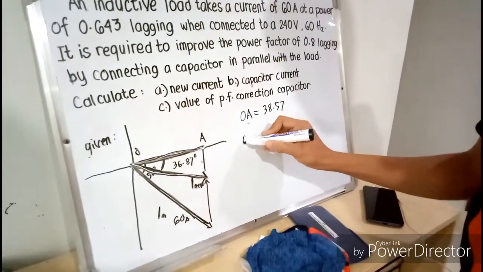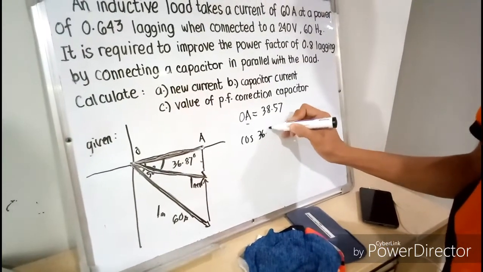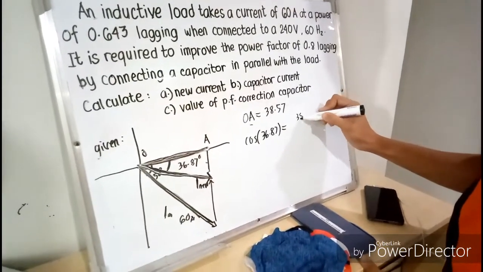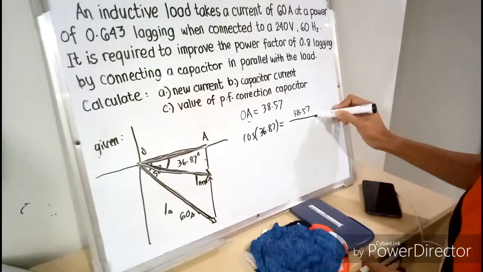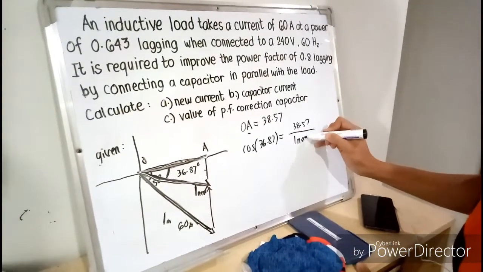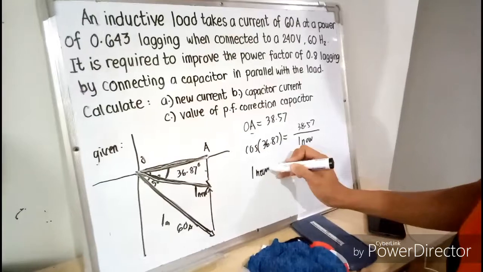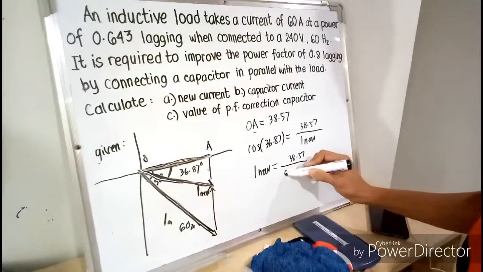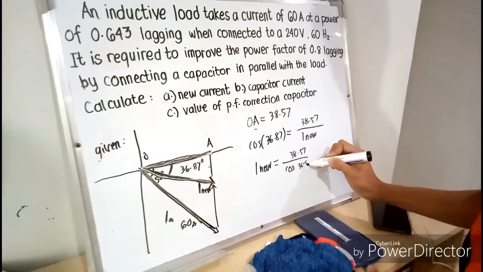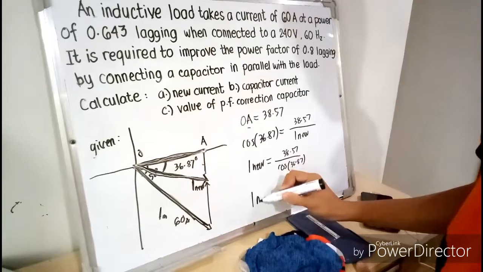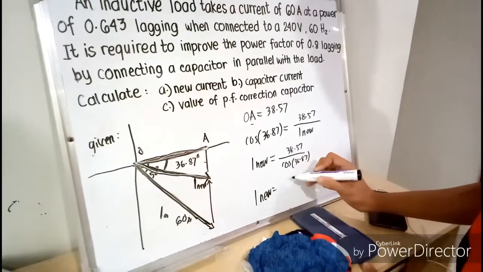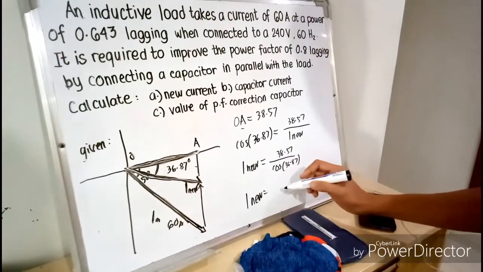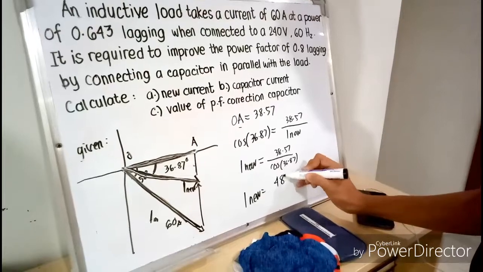So cosine 36.87 degrees is equal to 38.57 over the new current. So 38.57 over cosine of 36.87 degrees is equal to 48.21 amperes.